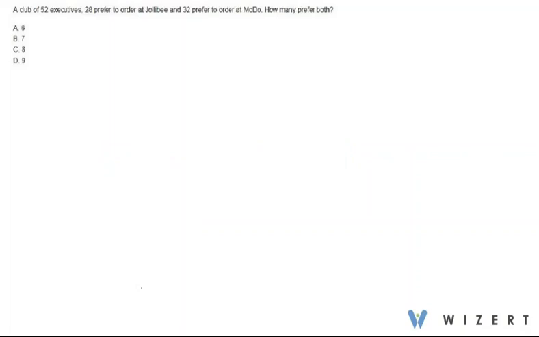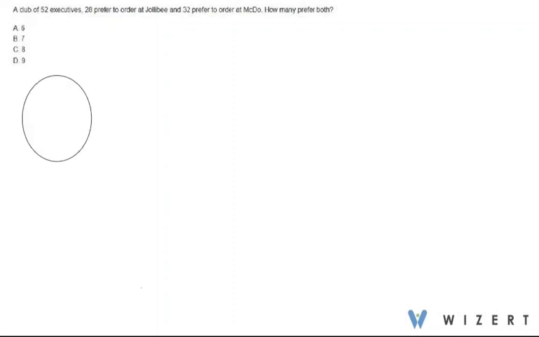We have this question here. In a club of 52 executives, 28 prefer to order at Jollibee and 32 prefer to order at McDonald's. How many prefer both? Now, in order to solve this question, let's try to put this given information in a Venn diagram.